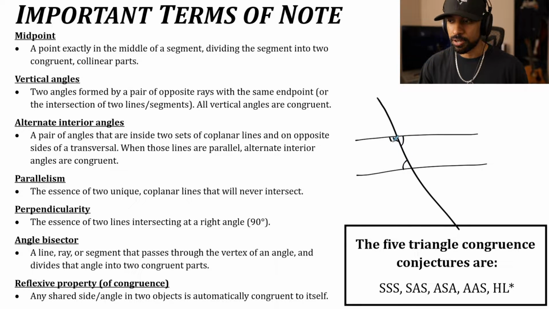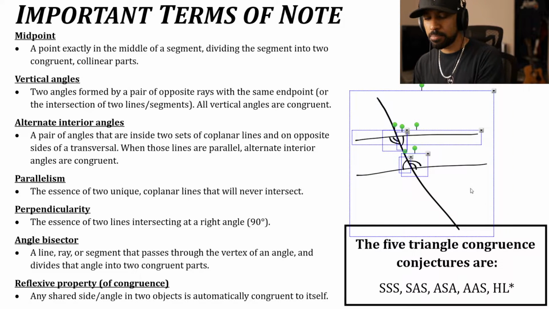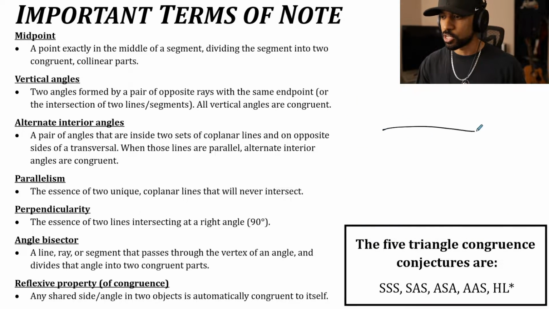And same with these two right here. These are also alternate interior angle pairs. These would also be congruent. It's a lot more obvious right here. It's going to be less obvious in the pictures that you see, because you're going to end up seeing things like parallelograms, such as this one right here.